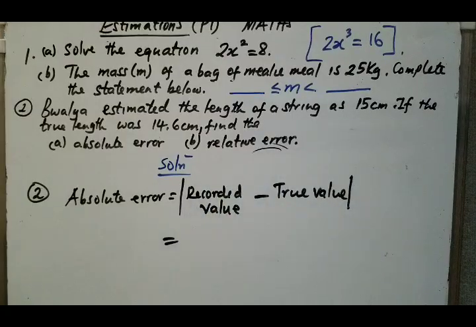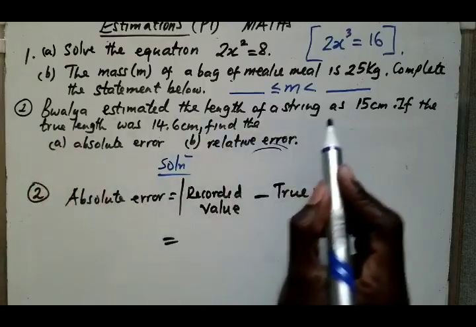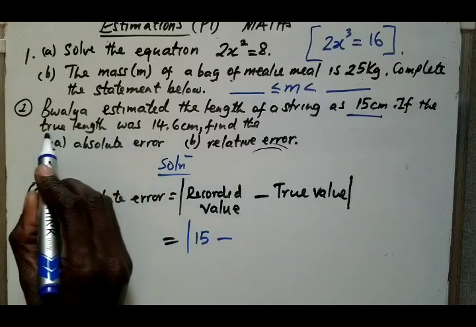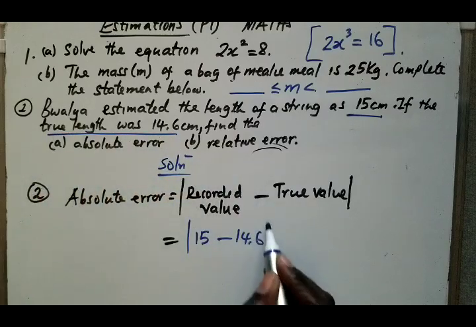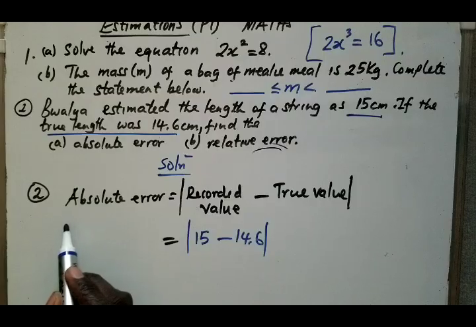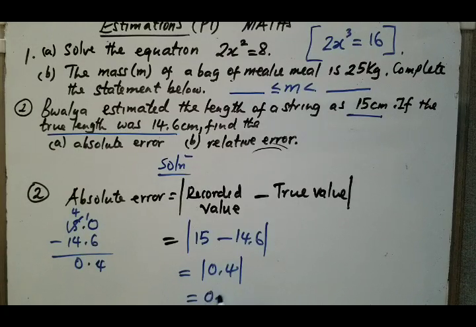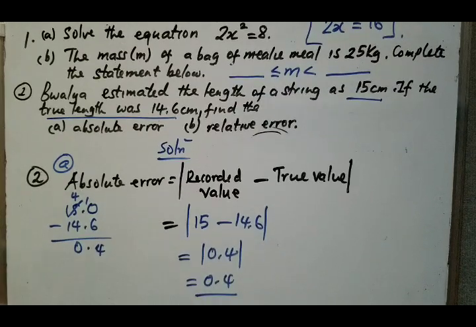So what is the recorded value? According to the question, they said he estimated the string to be 15. So that's what he recorded. Minus the true value or the true length, they told us it was 14.6. So we just need to subtract, in this case 15, which we can say 15.0 minus 14.6 there. So we can get 1 there. 10 minus 6 is a 4 point. I've remained 4 minus 4 is a 0. 1 minus 1 is a 0. Therefore, it will be 0.4. So this is the absolute error that they wanted you to get in the first place. So that's the way you needed to go about it.